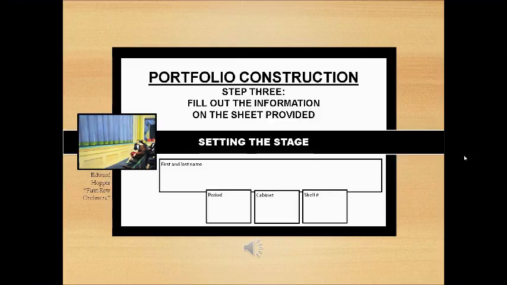Taped to one side of your portfolio will be a sheet of paper that has this information. I will have your first and last name and class period on the sheet. You will need to fill in the cabinet and the shelf number for the shelf you choose to store the portfolio on. Remember, you will get this from me when you return to class.